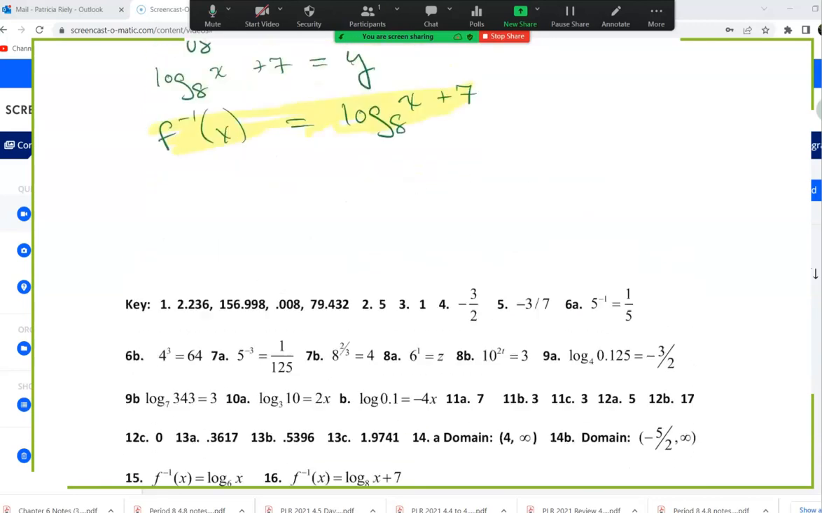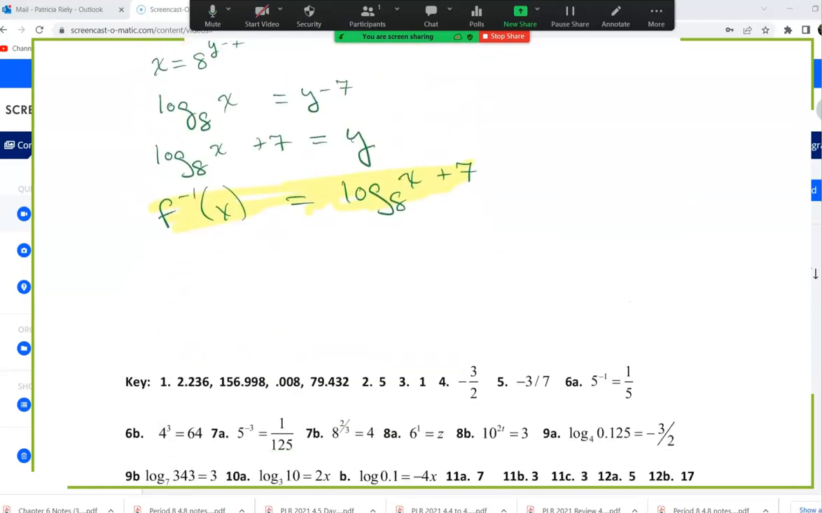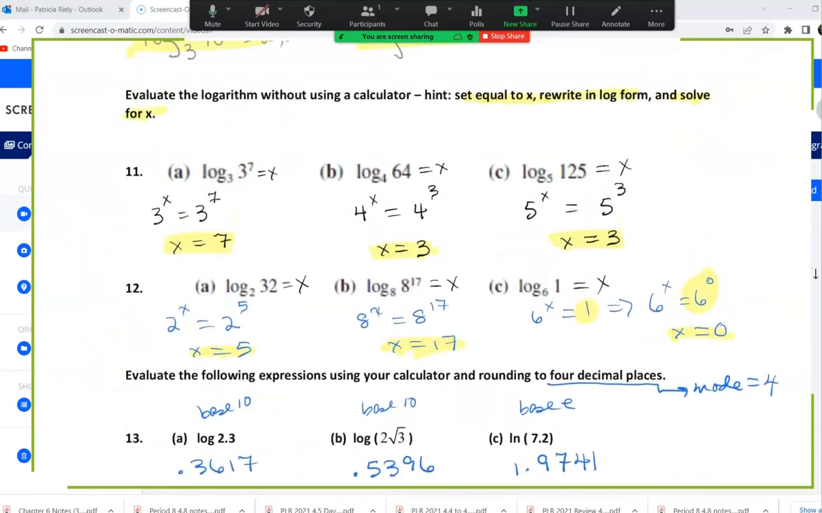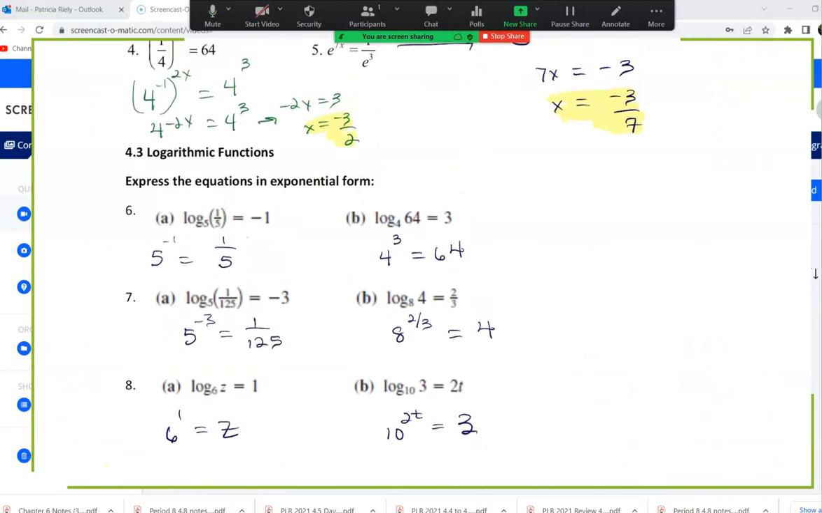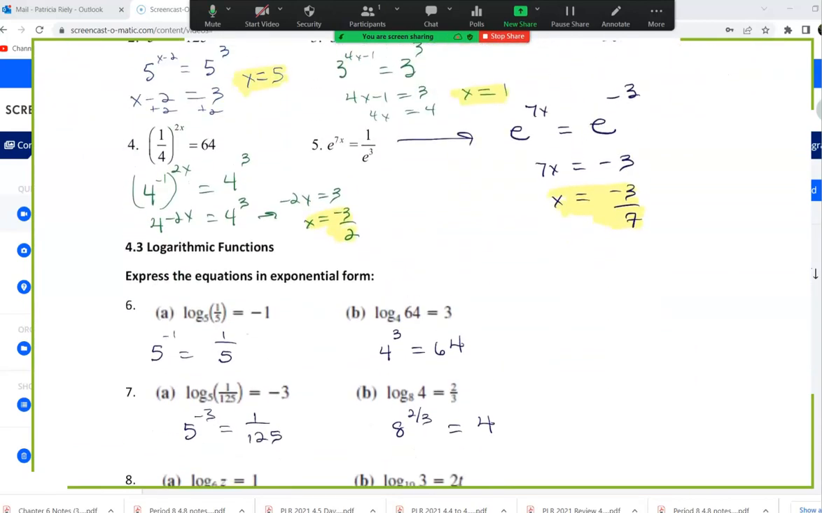So here is the key, and everything's matching. So you can listen to this video again if you want to and stop it and see if you can fill in these answers. But if you can do these kind of problems, then you should be good to go on the quiz.